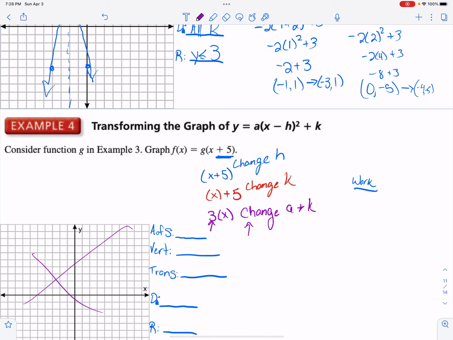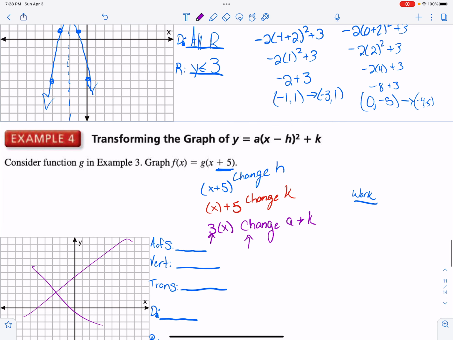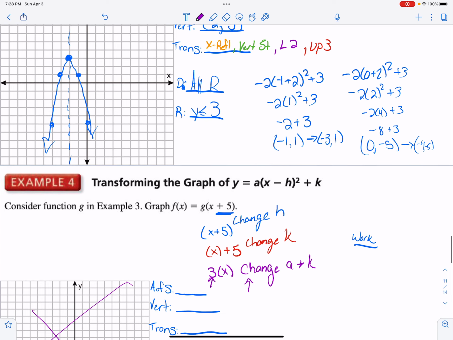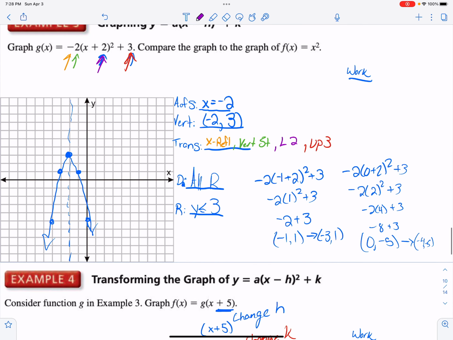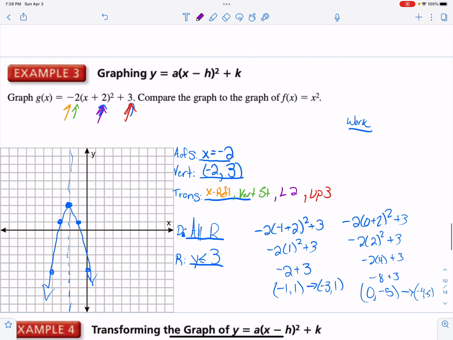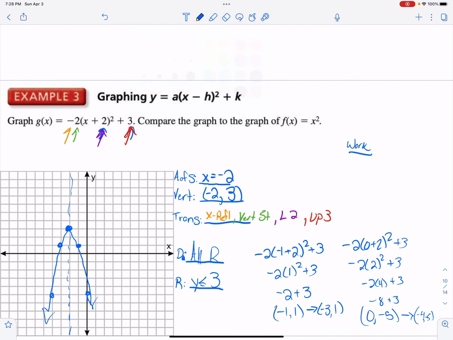I know I have axis of symmetry and all that stuff there, but just for the sake of time on the video, I'm going to show you this example, and then I'll upload the completed notes so you can see the work done for these on Canvas for you. So I'm going to finish out this example here. So it was plus 5 on our previous function, and I'm going to write it up here and then drag it down actually. So here's our previous function. We have g of x is equal to -2 x plus 2 squared plus 3.